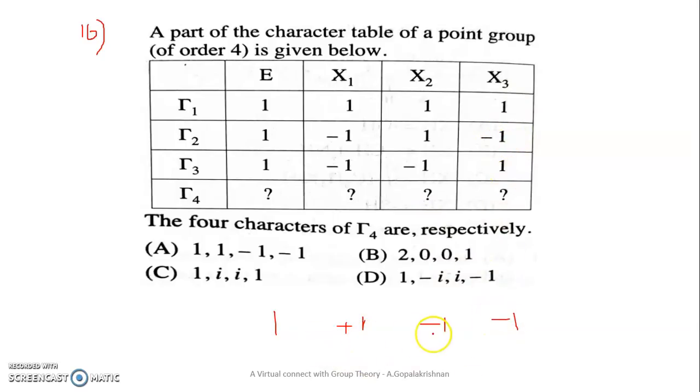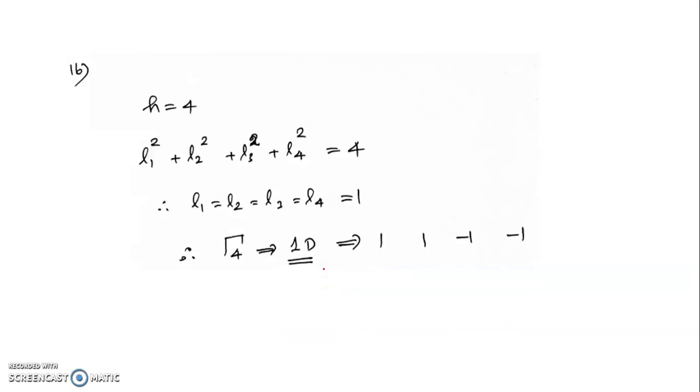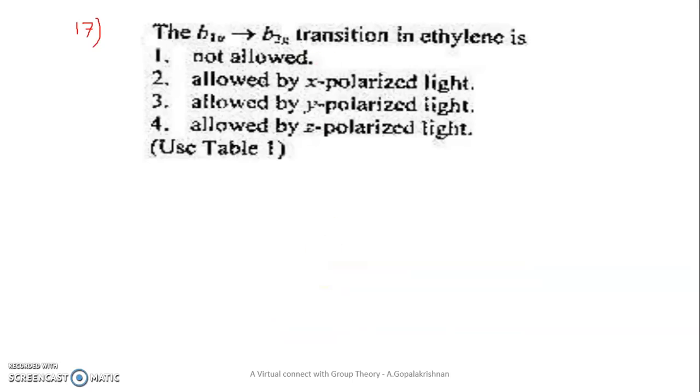1, 1, -1, -1, these are the characters for this irreducible representation, so the correct option should be A. 1, 1, -1, -1. Are you clear? Yeah. Next question. We'll see the next question.